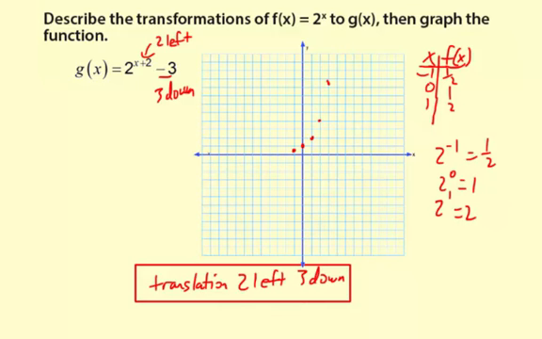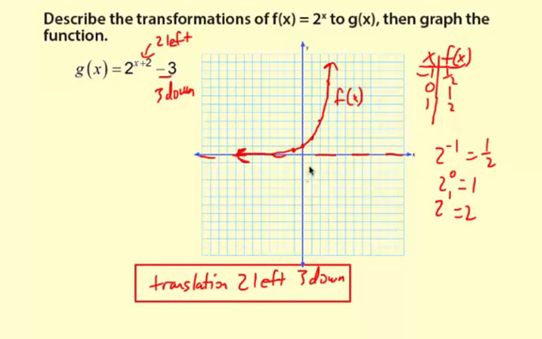Okay, and there's also a horizontal asymptote. On the x-axis, or y equals 0. Okay, this is f of x. Now g of x is a translation of 2 left and 3 down.